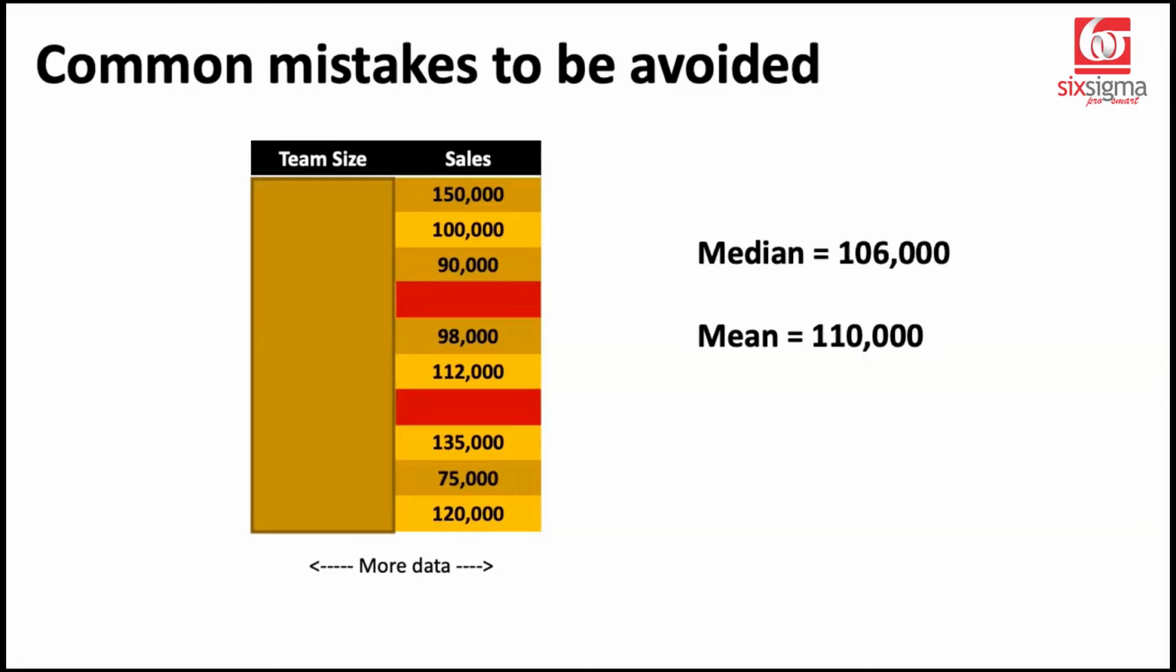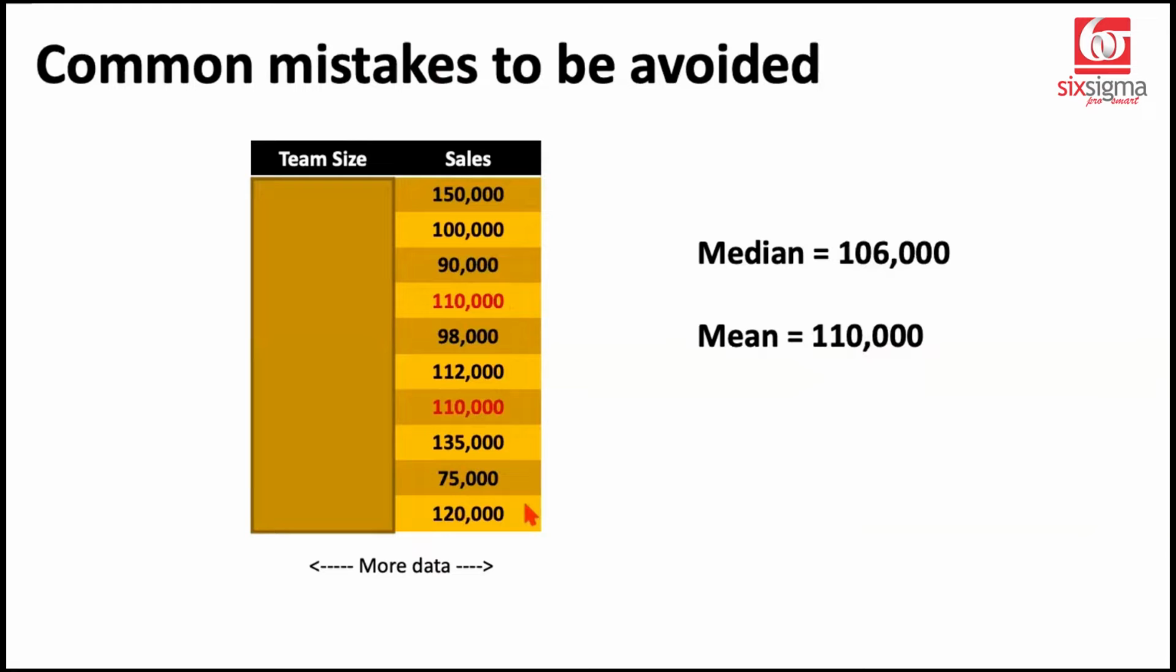So let's say you calculated the median of the data and found it to be 106,000 and the mean of the data to be 110,000. Let's say you choose to replace these missing values with the mean in this case. So you got the mean of 110,000 at both the places where the data was missing. So far, what we've done is we've only considered the sales column, as if this column exists in isolation. It doesn't get affected by anything else.